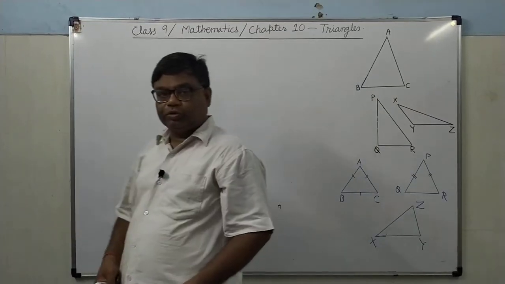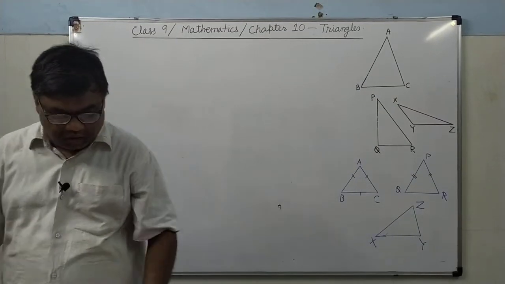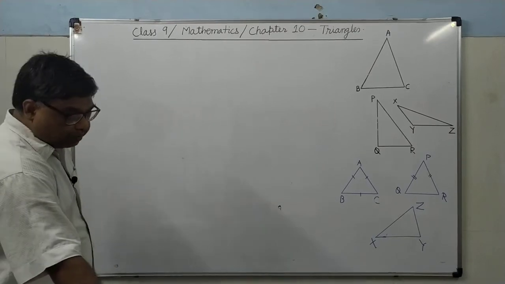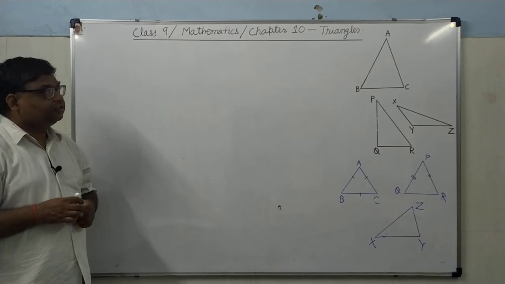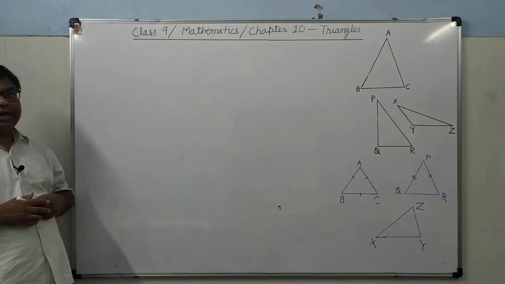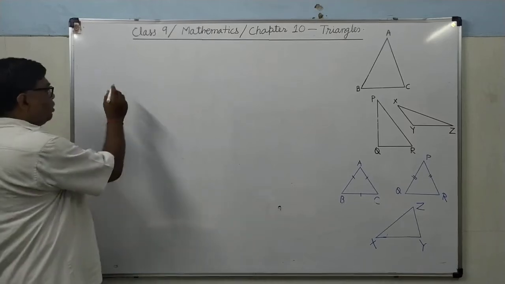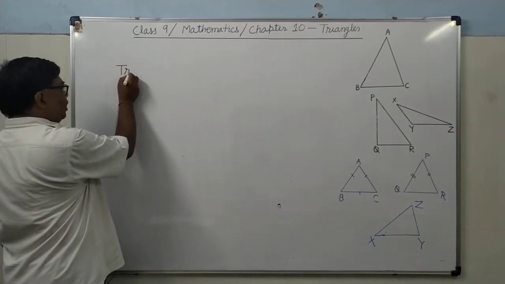Hello students, today I am going to begin chapter 10, triangles. So what do you mean by triangle? A triangle is a polygon which is bounded by three straight line segments. What is a triangle?